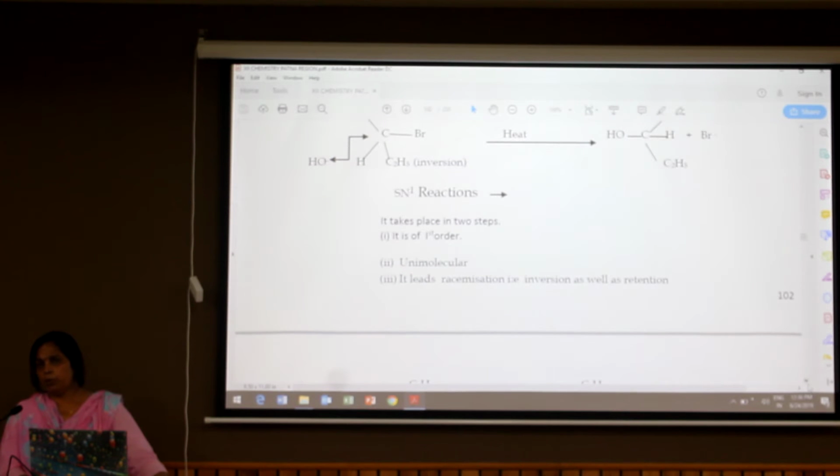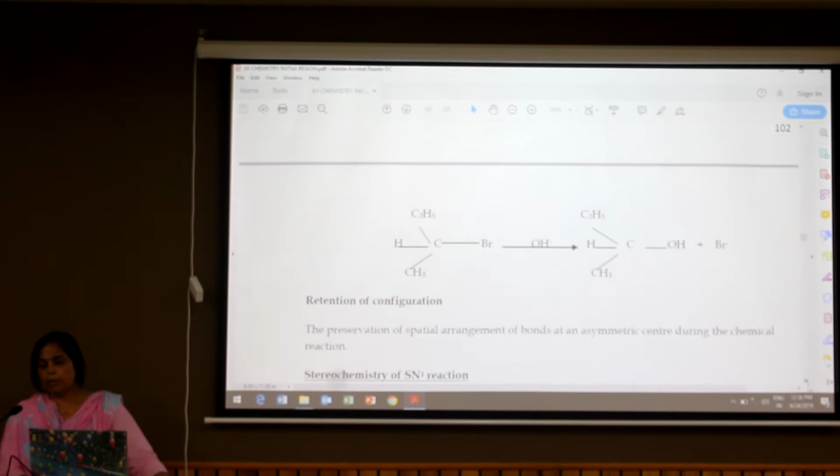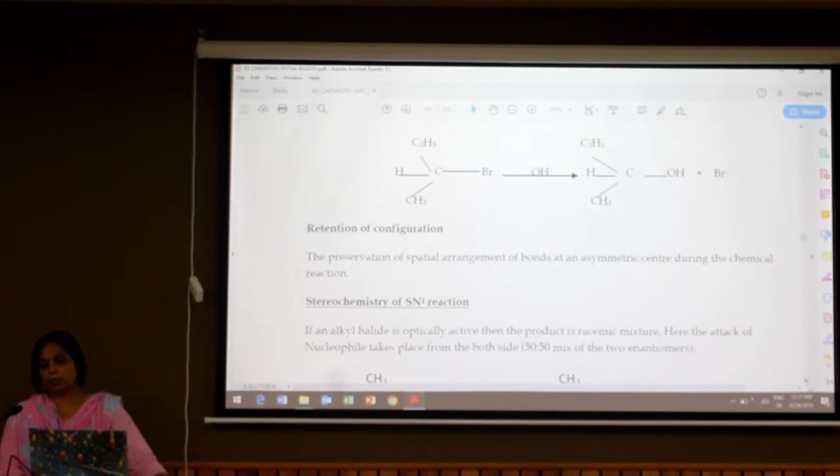Now we start SN1. It is mainly shown by 3-degree alkyl halides. It is completed in two steps. It is first order, because when 3-degree alkyl halide reacts with a stronger nucleophile, first of all the alkyl halide breaks to give a 3-degree carbocation, because the 3-degree carbocation is highly stable. So in the first step, the carbocation is formed, and after that the strong nucleophile attacks the carbocation. The second step is faster, so the rate determining step is the slow first step.